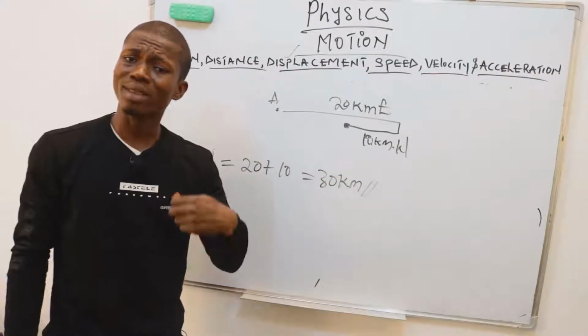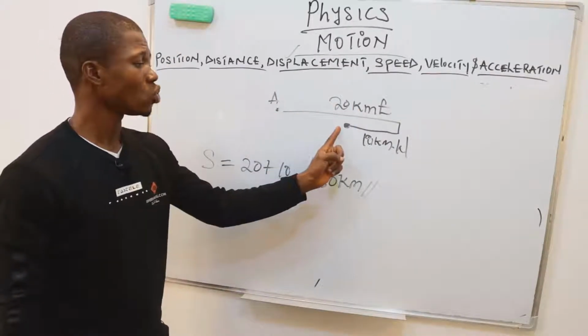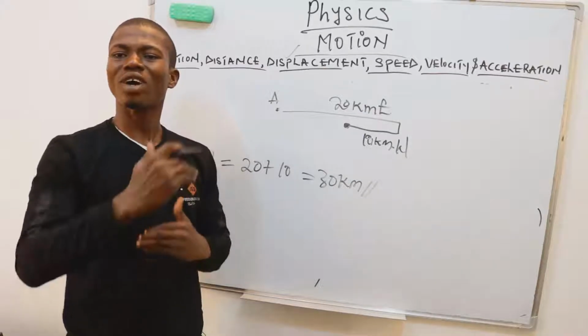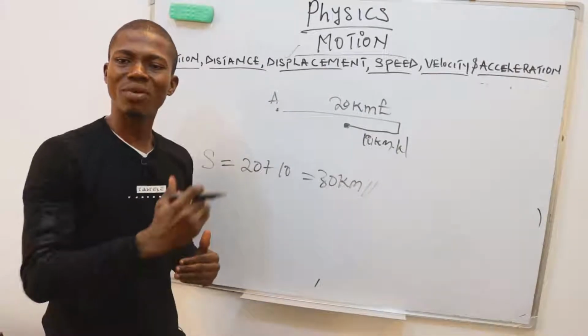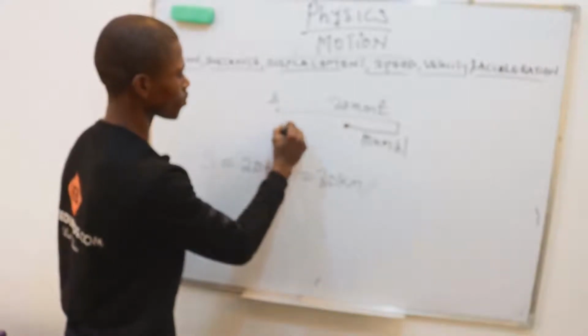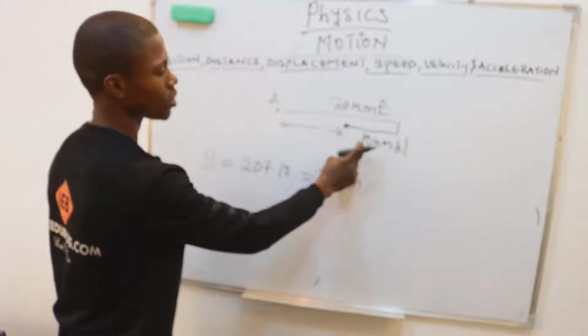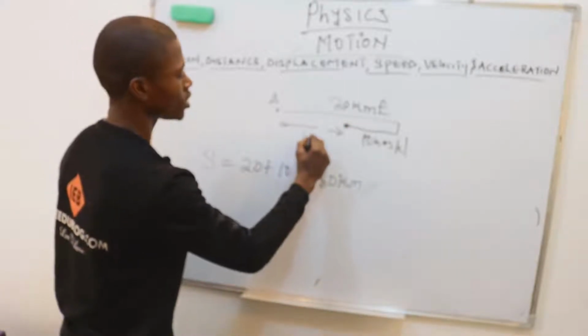But when we are talking about displacement, the displacement of this man from here to here, we don't want to know how far the man has traveled. We want to know the nearest point in which we can get this man. That is, the displacement will be from here to this place in which the man is, which is 20 minus 10. The displacement is just 10 kilometers.